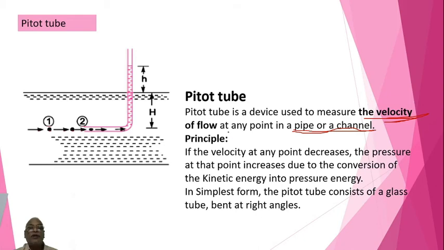The principle behind this Pitot tube. Pitot is once again the name of a person, right? If the velocity at any point decreases, the pressure at that point increases due to the conversion of kinetic energy into pressure energy. That is Bernoulli's principle. It means this depends upon Bernoulli's principle. In the simplest form, the Pitot tube consists of a glass tube bent at a right angle.